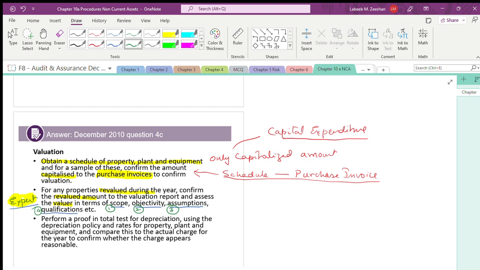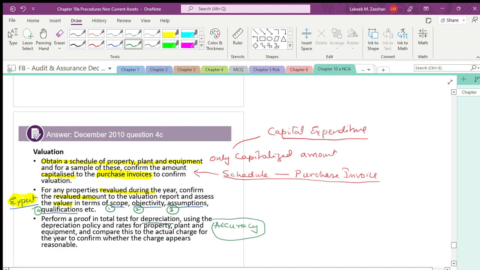We are talking about accuracy. Is it right? Prove the total of depreciation. Is it right? Compare this to the actual charge to confirm that the charge appears reasonable. Percentage of depreciation, is it right? You are doing the proof for the total.